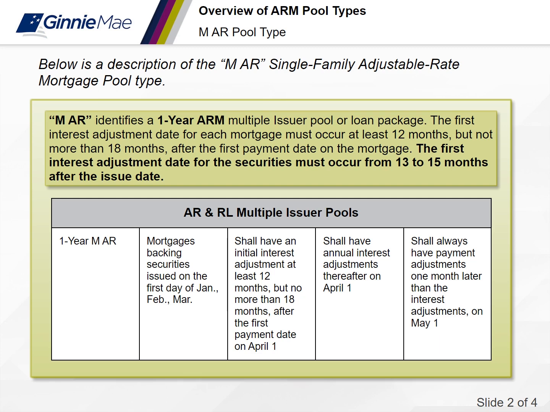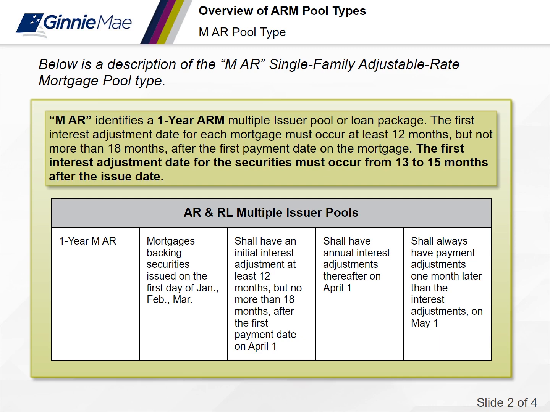For the 1-year ARM multiple pool or loan package, the first interest adjustable date for each mortgage must occur at least 12 months, but not more than 18 months after the first payment date of the mortgage. The first interest adjustable date for these securities must occur 13 to 15 months from the issue month.